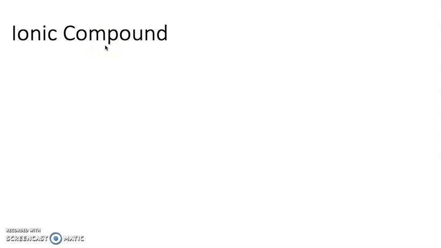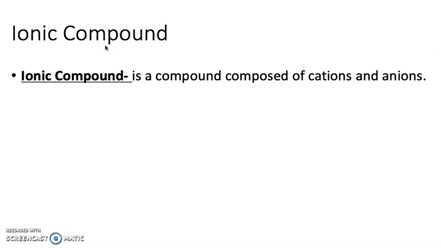Now, what an ionic compound is, it's very simple. It is a compound composed of cations, the positively charged elements, and anions, the negatively charged elements. They come together in a specific ratio to make a neutral compound. Like you can hold salt in your hand, it doesn't react with you.